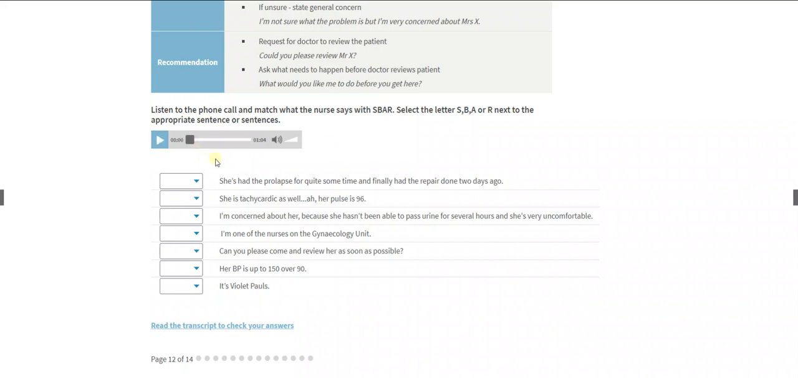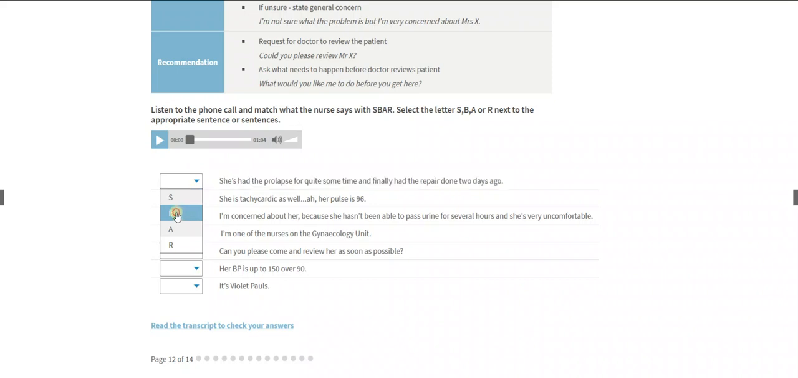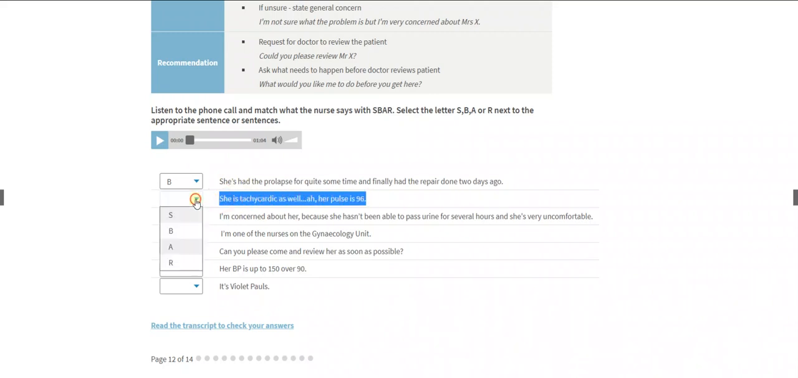Yeah, so I listened, and 99% I understood the words, so I think I can write it correctly. The first sentence is she's had the prolapse, so that is her past, it means history. She had the prolapse for quite some time and finally had the repair done 2 days ago. So it is telling about history, it means it is background, so I am selecting B. Another one is she is tachycardic as well and her pulse is 96. Pulse is assessment, so I am selecting A.